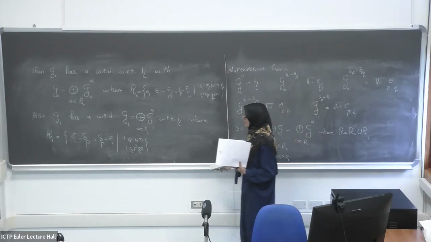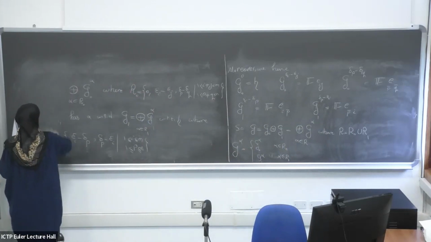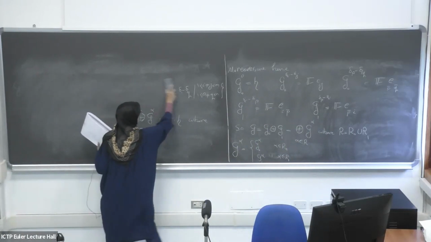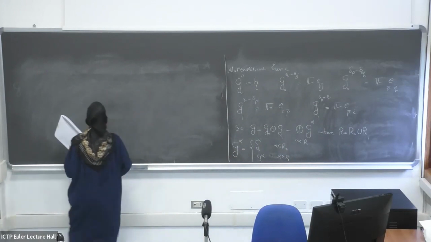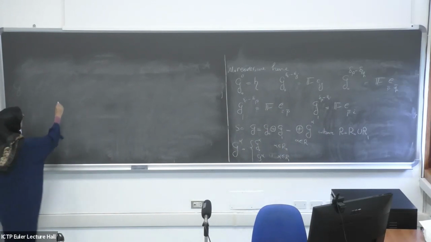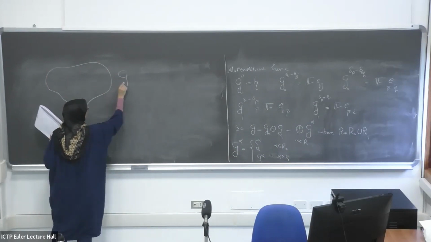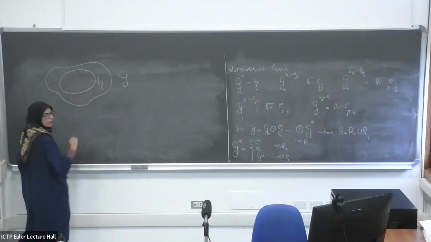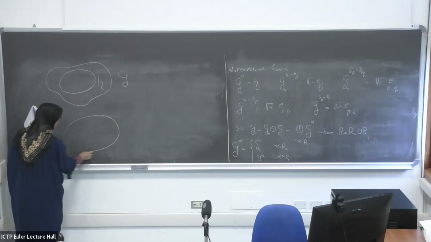Okay, let's look at the shape of this topic. Look what's happening. Suppose that it is my G, and inside G we have H, right? And we have H star here.